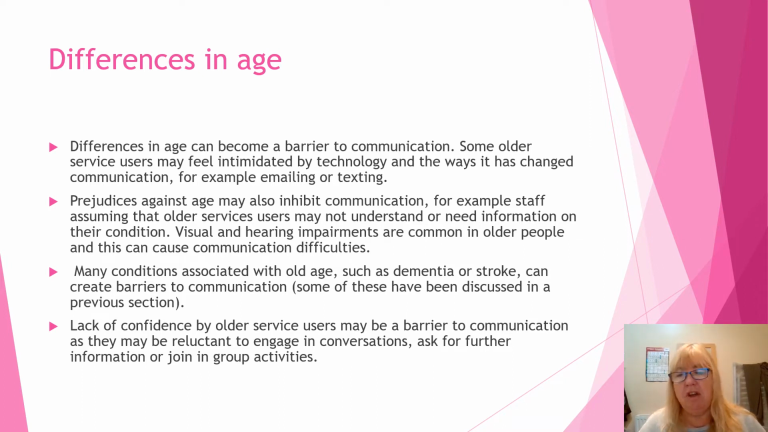Other conditions associated with old age, such as dementia or stroke, we know can create barriers, and we've talked about them before. Just bear in mind that as people get older, there is more and more chance that visual and hearing impairments can get worse as well. So don't always assume that just because they could see this well last year, they will be able to see so well this year.